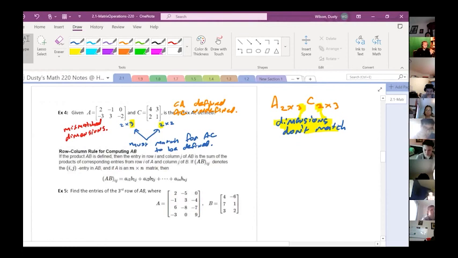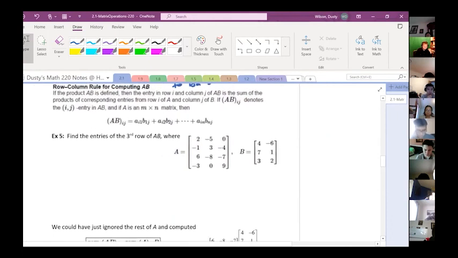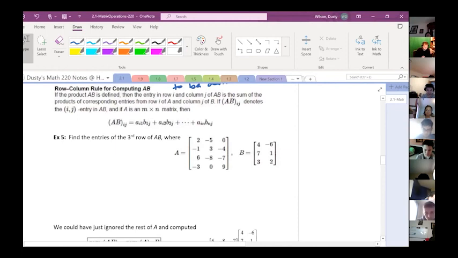So let's talk about the other way of doing matrix multiplication, which would be the row column rule for computing AB. And this is what I was pushing you to earlier. So if the product AB is defined, then the entry in row i and column j of AB, of the result, is the sum of the products of the corresponding entries from row i of A and column j of B. If (AB)ij denotes the ijth entry of AB, then A is an n by n matrix, then, oh my gosh, that's an awful lot of writing.